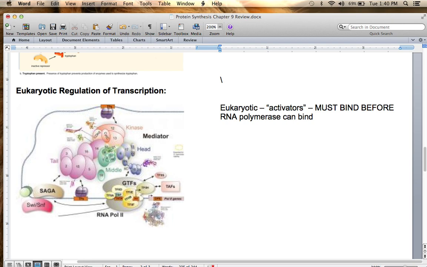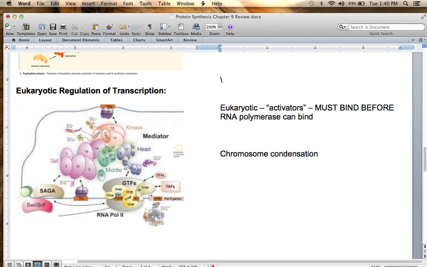Two other common methods would be chromosome condensation. If you keep the chromosome condensed down, then the RNA polymerase doesn't really have a place to bind to it, because the chromosome is so crunched. There just isn't room. So the RNA polymerase won't bind.